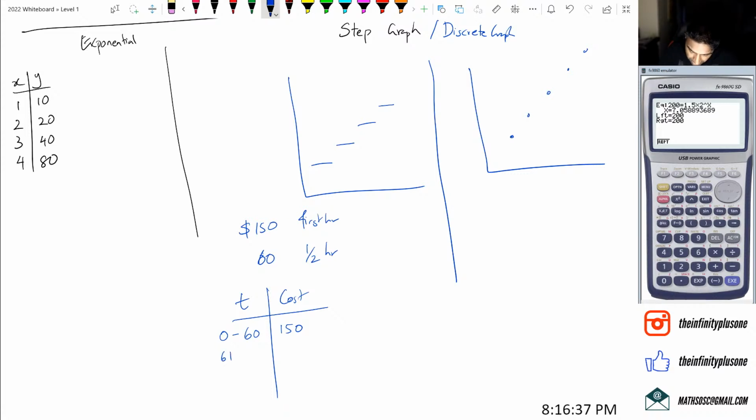Between 61 minutes and 90 minutes, it's going to cost me $210. Between 91 minutes and 120 minutes, we're going to get $70. So when we go to the graph, what we need to do is this, and people get confused about the open and the closed thing, right?